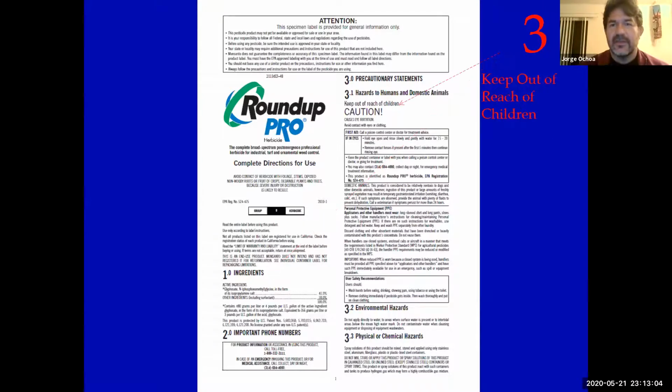So number two. Number three, every product has a keep out of children's reach, with cosmetics and a bunch of other things, even household cleaners. They have the same thing. So keep out of reach of children. Number four is the signal word, whether the product is a caution or something higher.